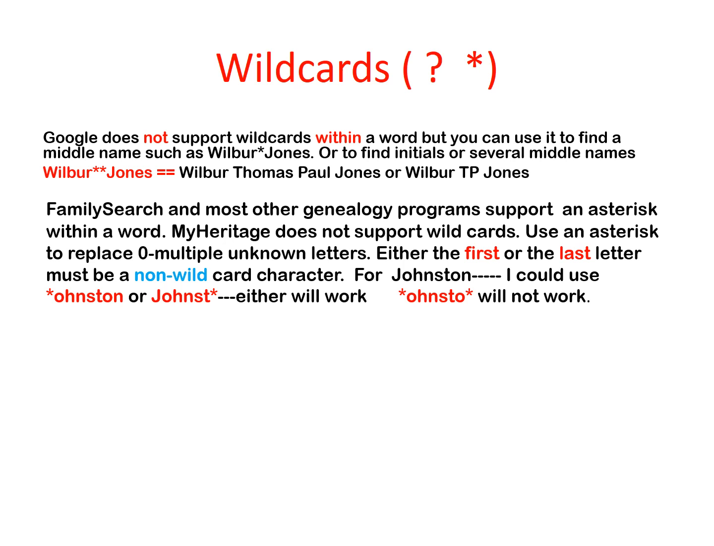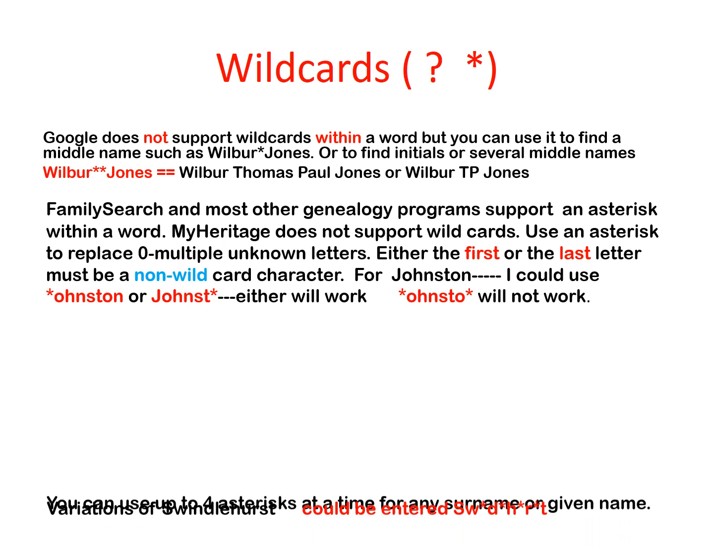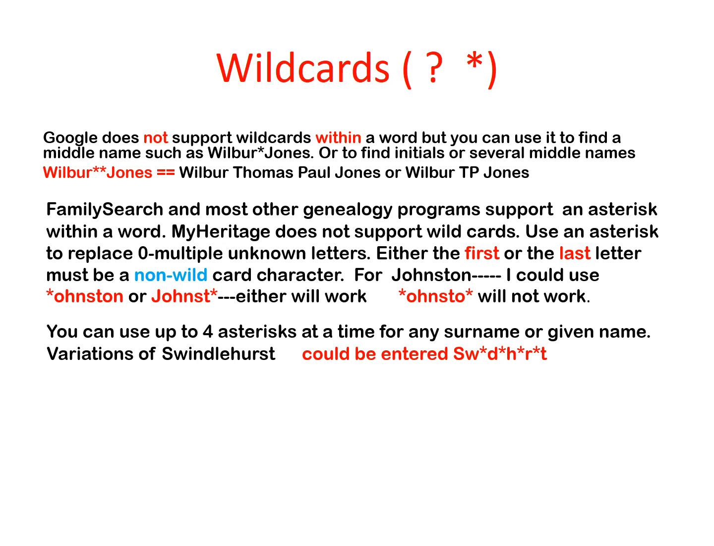Use an asterisk to replace 0 to multiple unknown letters. Either the first or the last letter must be a non-wildcard character. For Johnston, I could put the asterisk at the beginning or the end. Either will work, but I cannot put it at both the beginning and the end. You could use up to 4 asterisks at a time for any surname or given name.